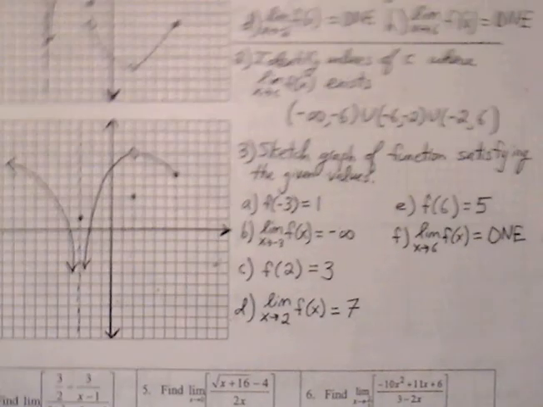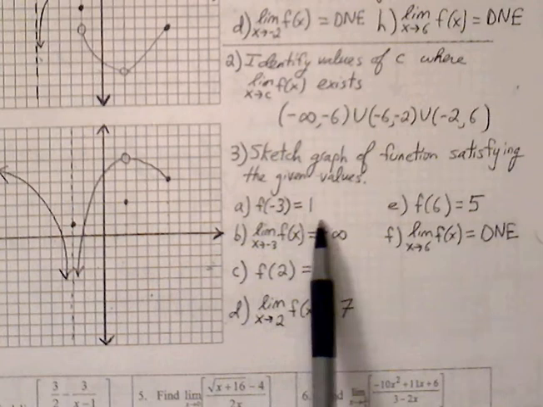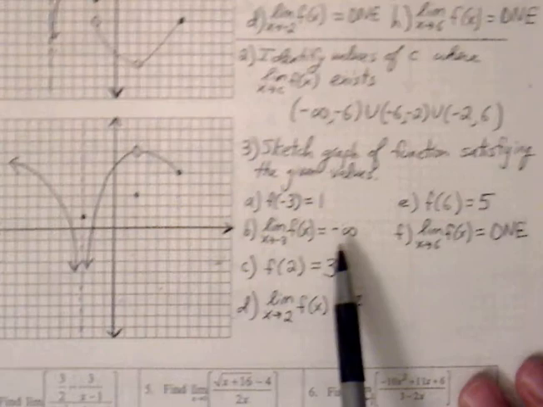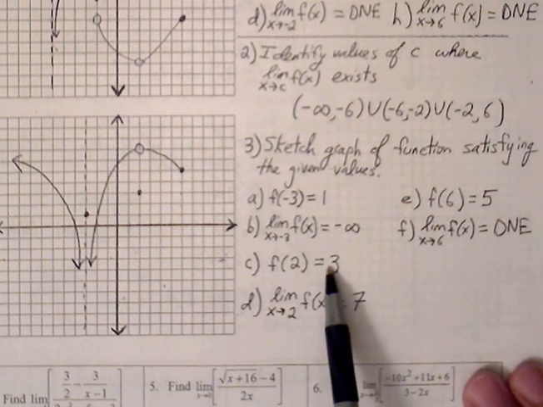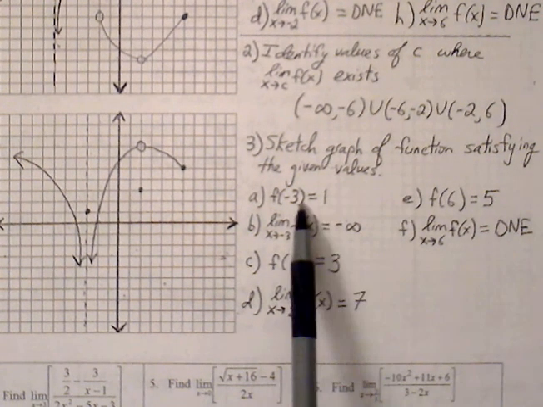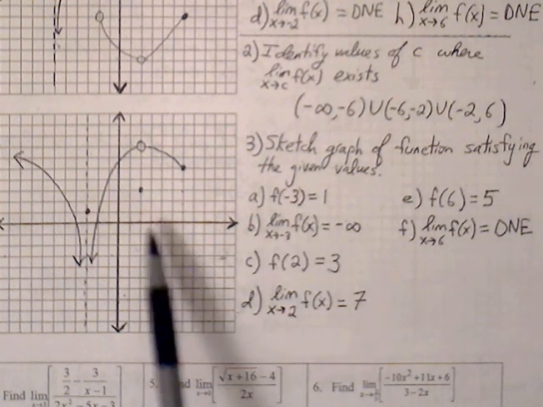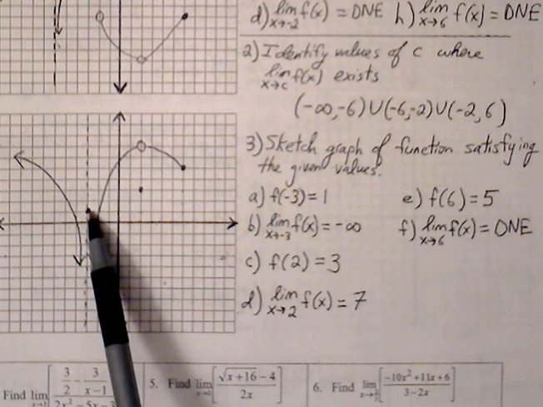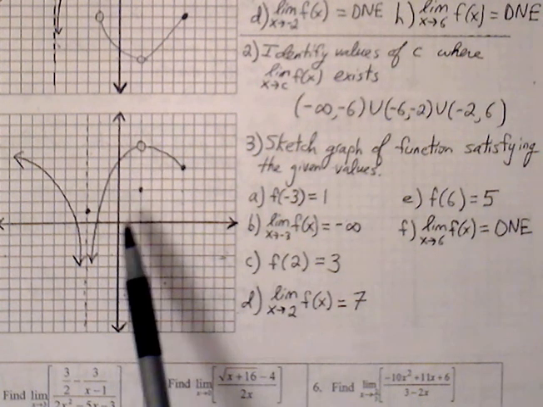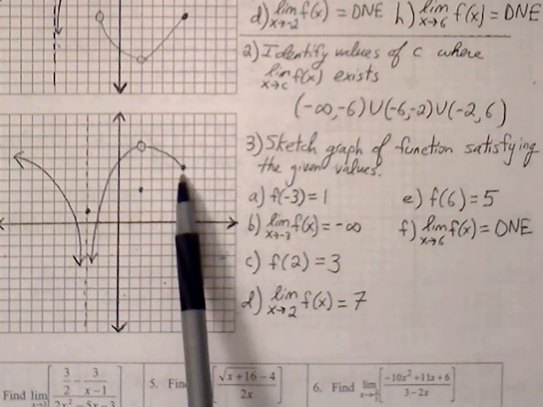Okay. Number 3, you're given 6 characteristics, and you have to create a graph based off of these 6 characteristics. The easiest ones to start off with are the ordered pairs. So f of negative 3 is equal to 1. We can just plot that point. f of 2 is equal to 3. Plot that point. f of 6 is equal to 5. Plot that point as well.